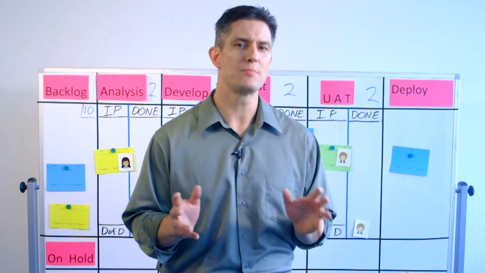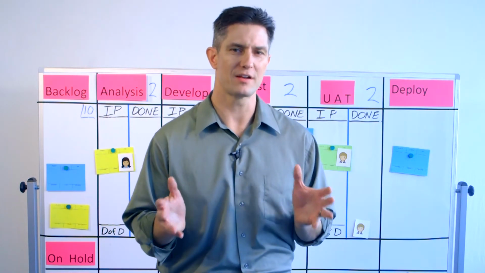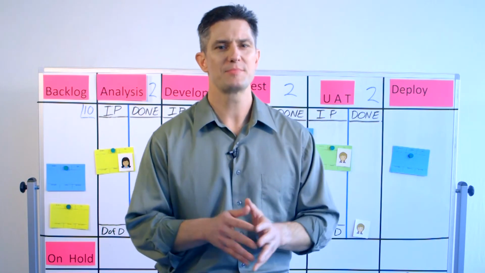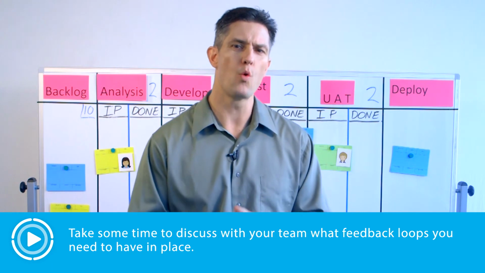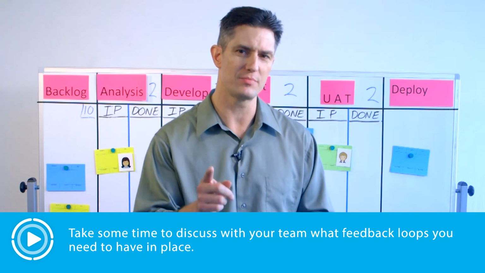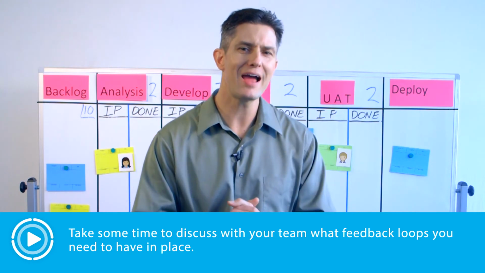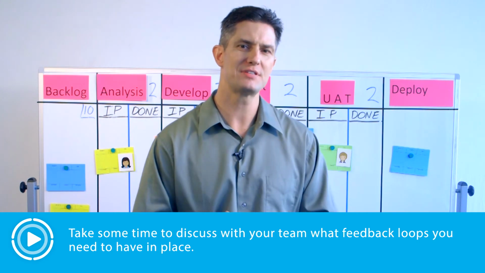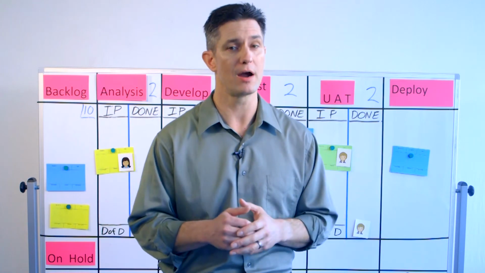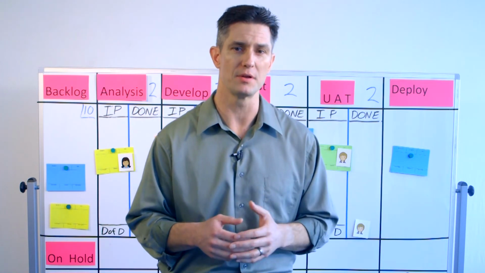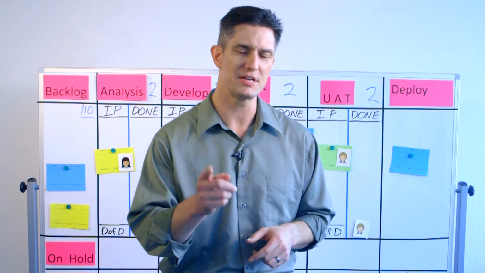Now that we've discussed the importance of feedback loops in implementing a Kanban system, now comes my challenge for you. Please take some time to discuss with your team what feedback loops you need to have in place in order to get the right types and levels of feedback to establish a process that works for your team. Like everything, this will require some learning and experimentation, but is a key factor for succeeding with Kanban.